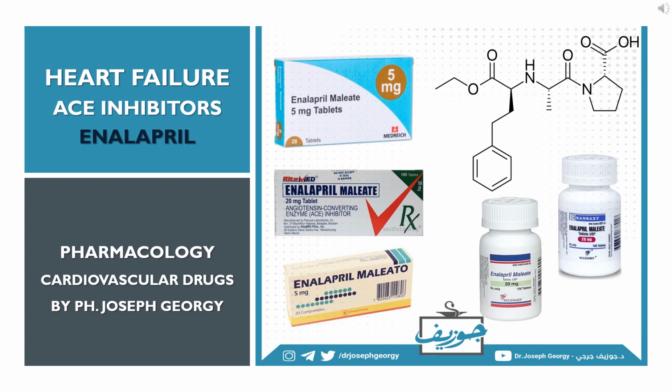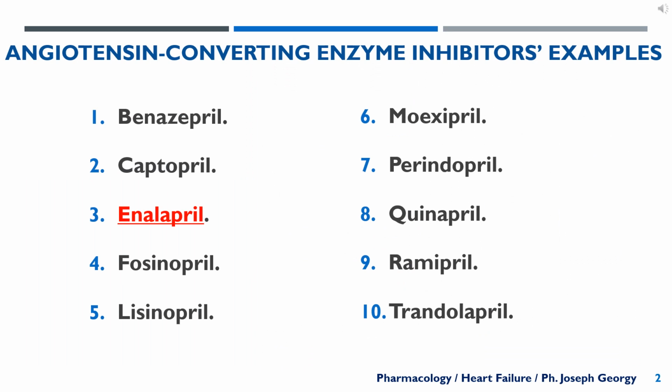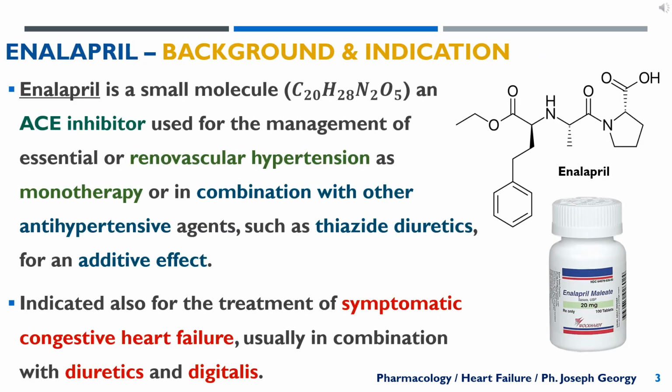Hello everybody, in this video I'm going to talk about enalapril. Enalapril is the third example of angiotensin converting enzyme inhibitors. First of all, I'm going to give a background about this drug and tell you what are the indications of this medicine. First of all, enalapril is a small molecule.